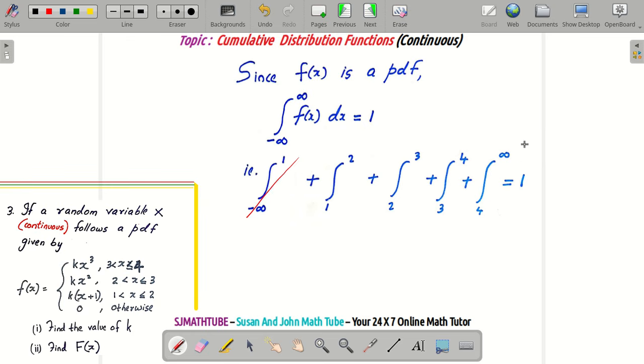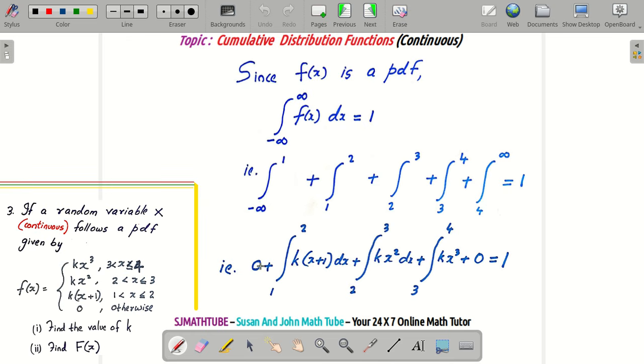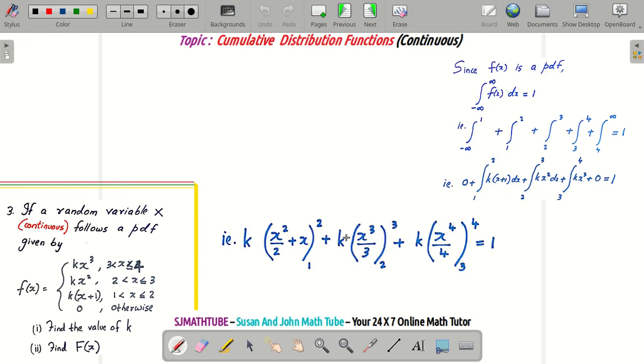The first and the last will disappear because you can see the function value from minus infinity to 1 is 0, and from 4 to infinity is also 0. And in between we have the function values k into x plus 1. In the next one it's like k into x square, and the third one k x cube. Now let's go for integration. That's very easy integration. x becomes x squared by 2, and then integral 1 dx becomes x cubed by 3.